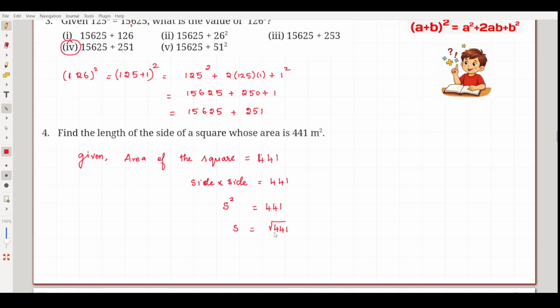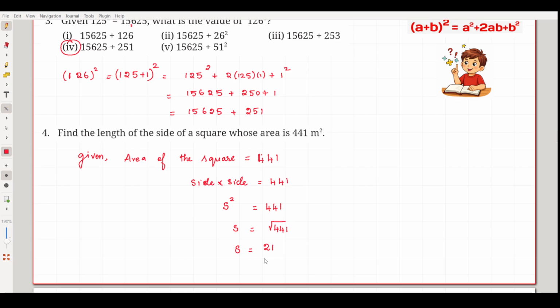Yes, so 441 is a simple number, right? I think we have learned it in the table itself, up to 20 squares. I asked you to revise up to 30 squares. 20 square is 400. Here it is given as 441, so directly you can just write the S value. The square root of 441 is 21.